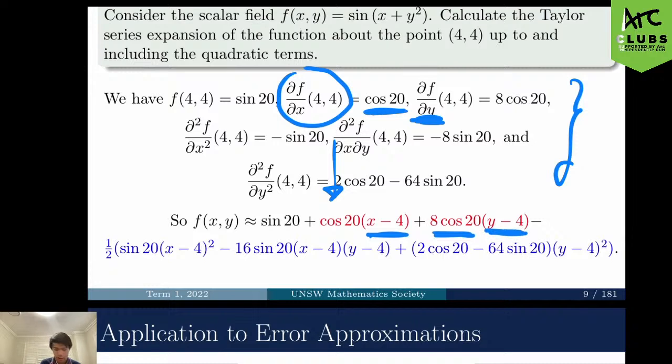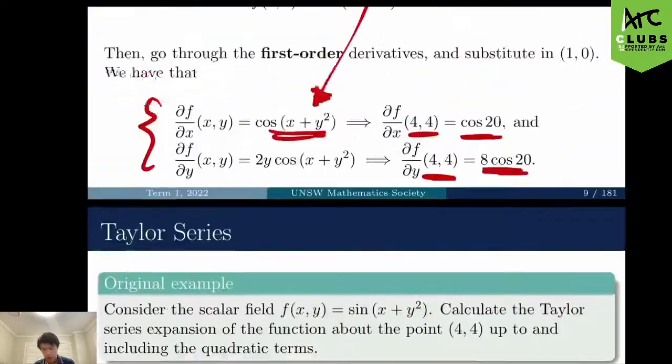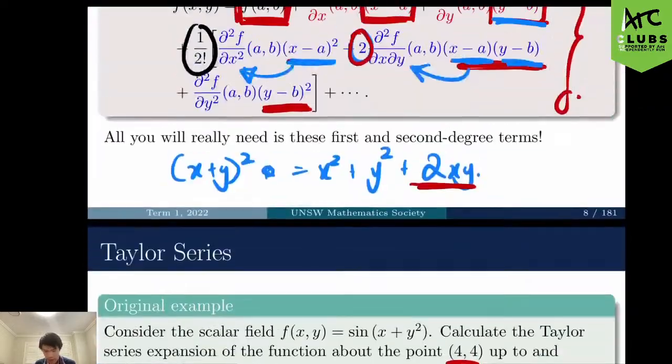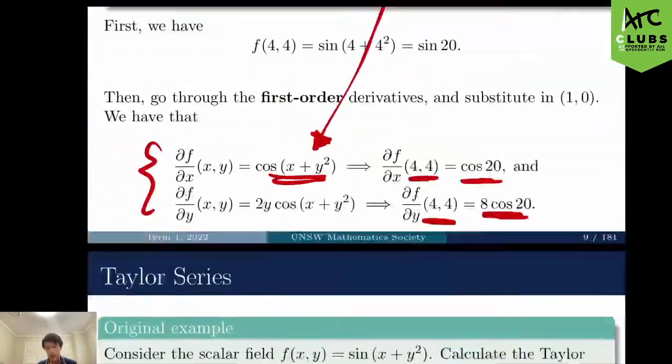And we keep on going through all the second order terms. And you guessed it, we'll also need this 2 over here. So what do I mean by that? Like the mixed derivative is minus 8 sine 20. And we've got over here minus 16 sine 20. It's because of that 2 from before. So I'll just scroll up real quick. Yeah, this thing. So yeah, if you can get the hang of that, then you'll be perfect with these Taylor series questions.